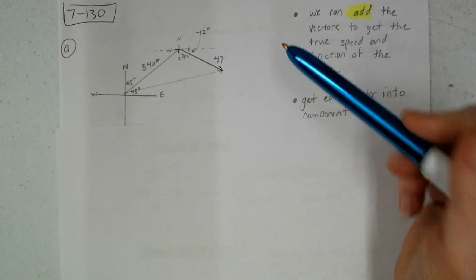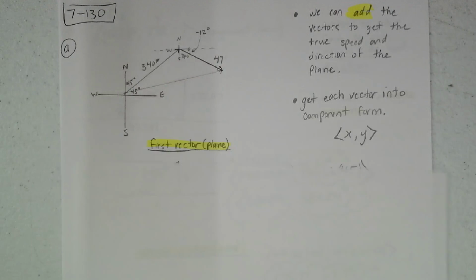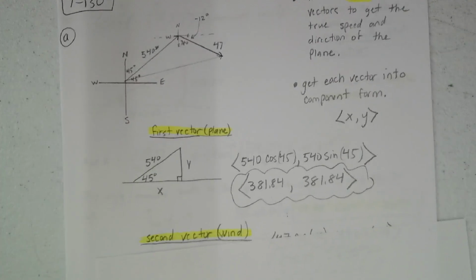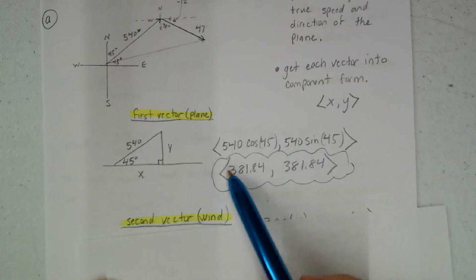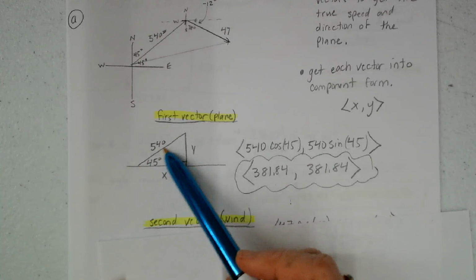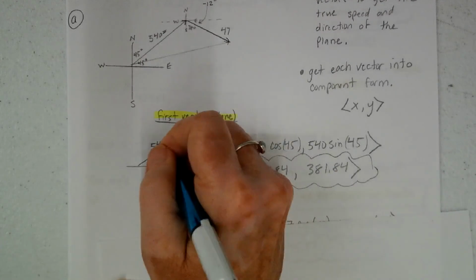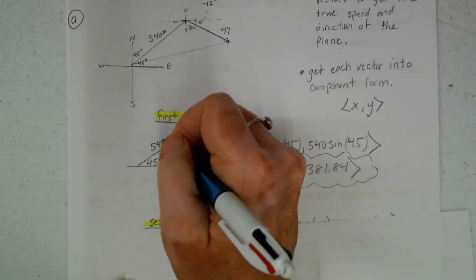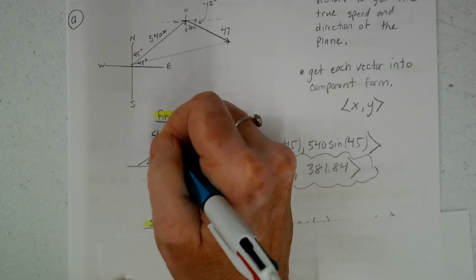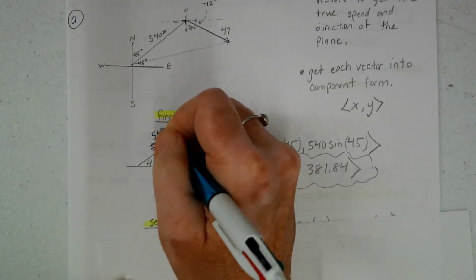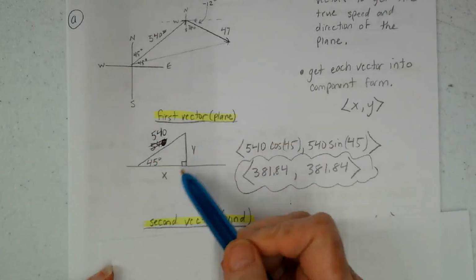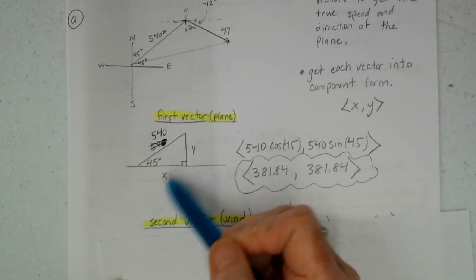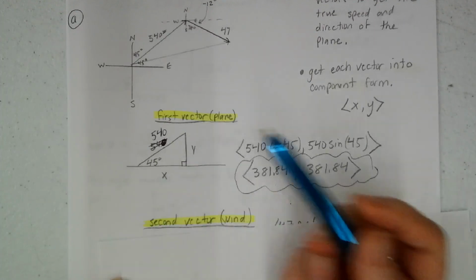Even if you don't really know how to draw the picture, you can add vectors if you get them into component form. So instead of looking at this mess, I'm just going to draw each vector separately. So here's my 540 vector, and the 45, and I have an x and a y, so I want the component form here.